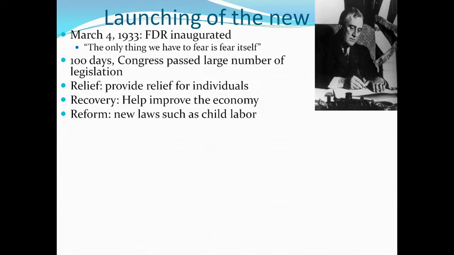Most of FDR's legislation was split into three categories: relief, recovery, and reform. So remember those three R's. Relief is pretty much the short-term legislation that would provide relief for individuals. So if anyone was struggling, poor, homeless, or jobless, that would provide relief for those people. Recovery was more the longer-term goals, to help improve the economy and get America out of this recession.